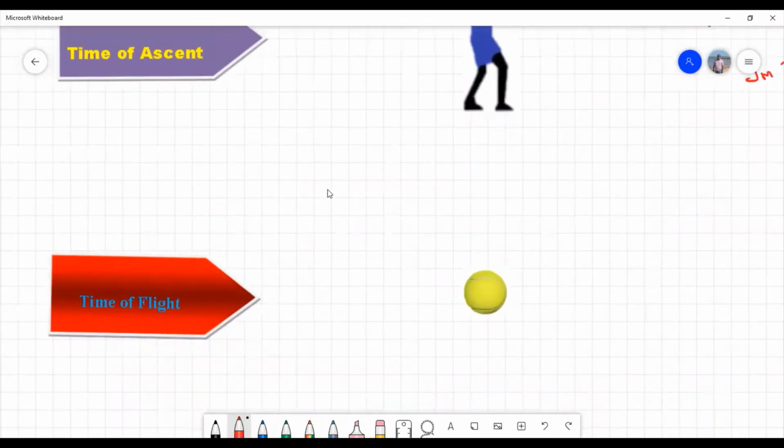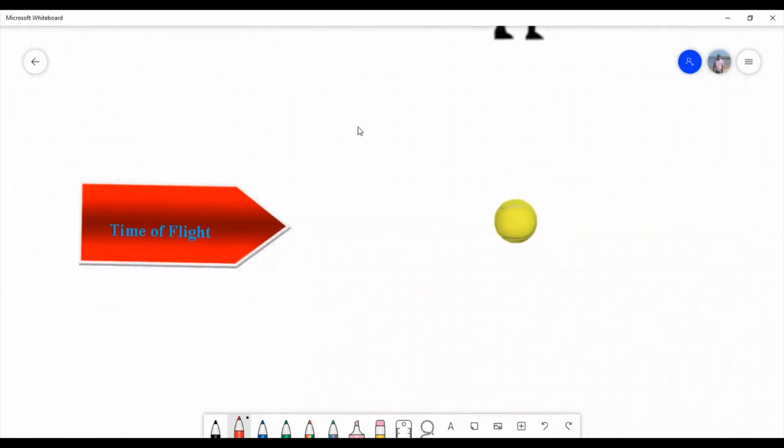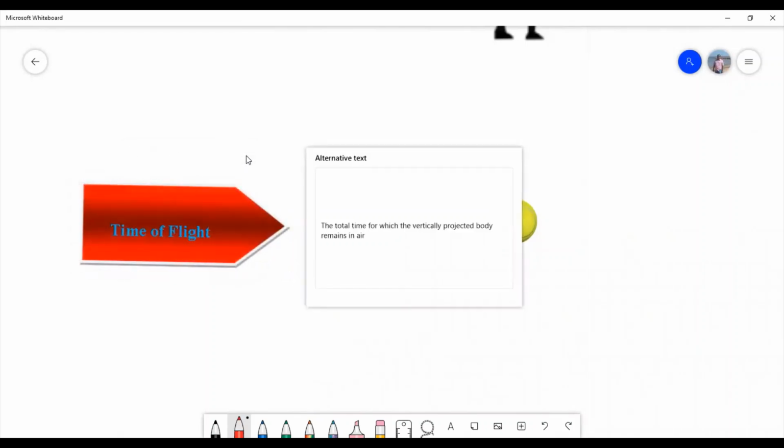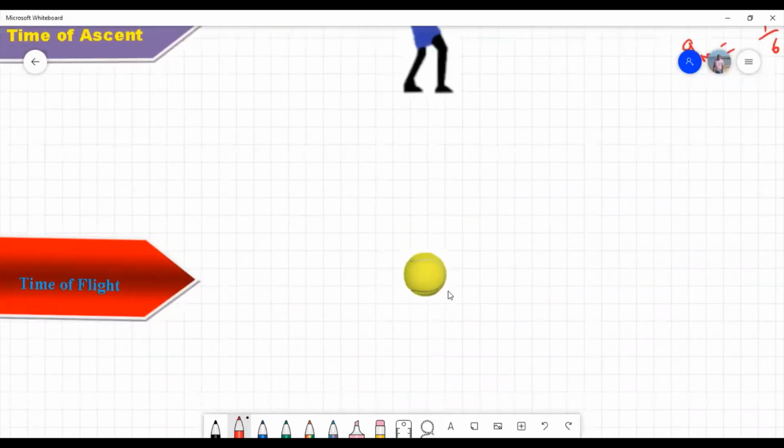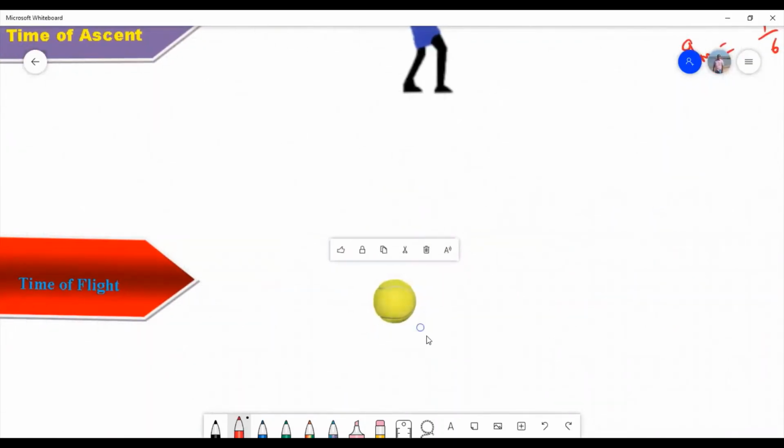Now let's see what is meant by time of flight. Generally, time of flight means how long the body remains in the air, how long it travels in the air from the moment it leaves the ground. So it is the total time for which a vertically projected body remains in the air. Let's take this example of a ball. I'll project the ball again with some velocity u, just like the above example.